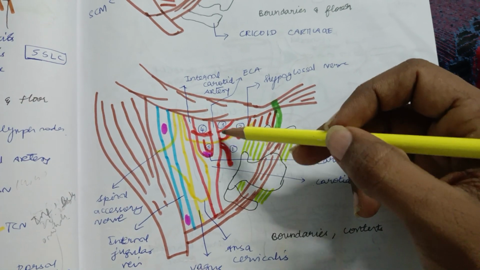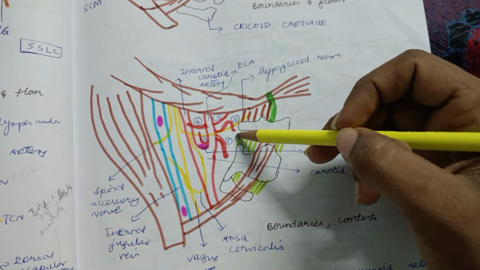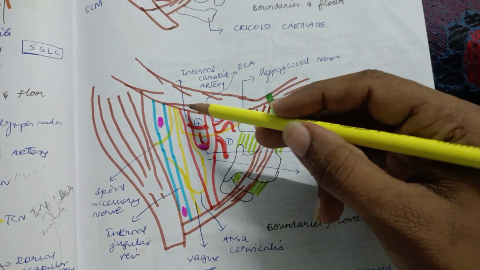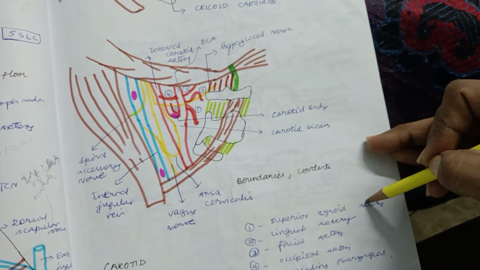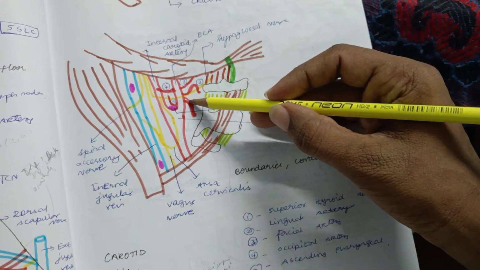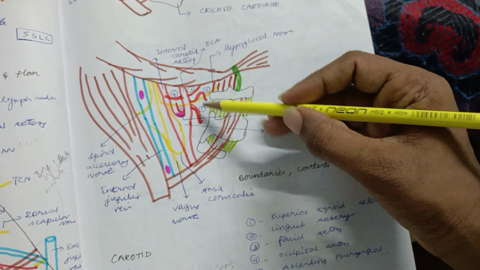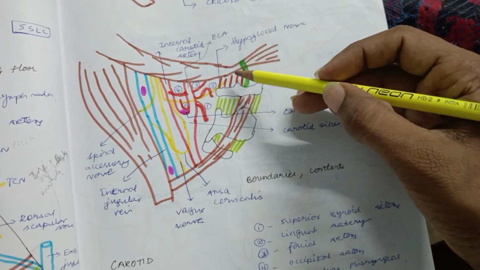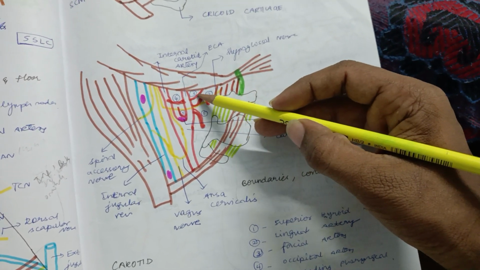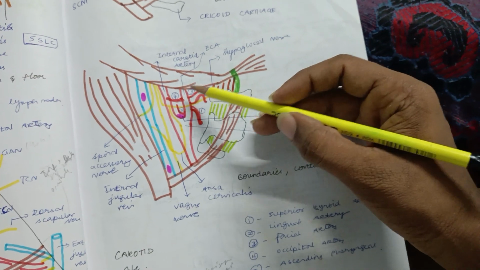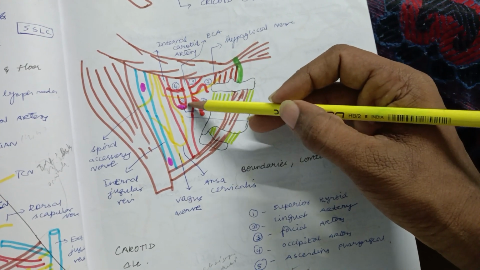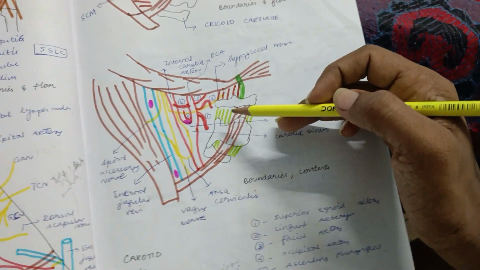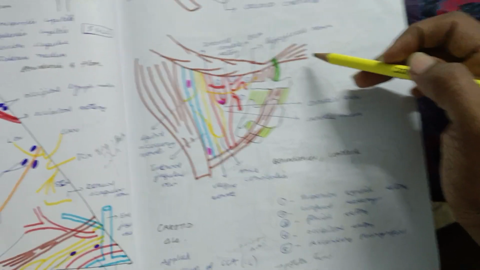The external carotid artery is going to have 5 branches that are seen within the carotid triangle. The 5 branches are the superior thyroid artery, the one which is coming down. The one going up is the lingual artery, and the third is the facial artery. The fourth is the occipital artery, and the fifth is the ascending pharyngeal artery. So this is all about the carotid triangle.